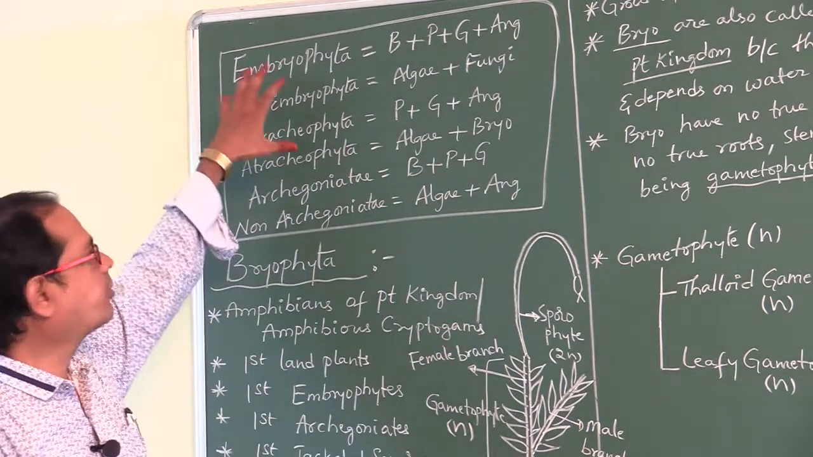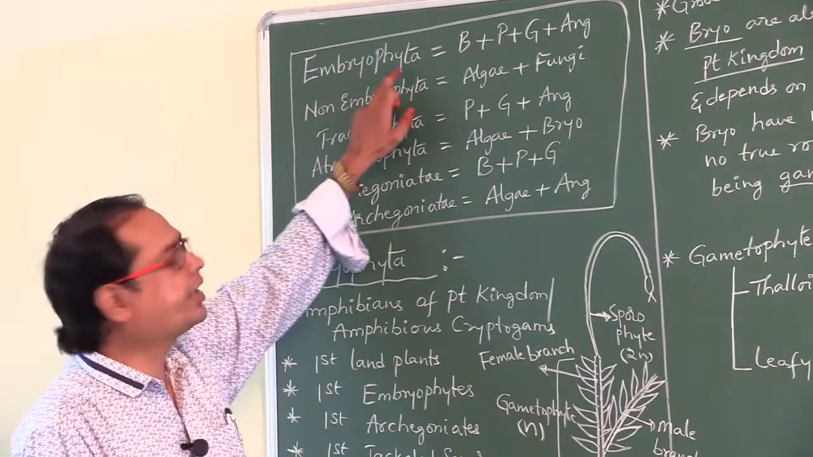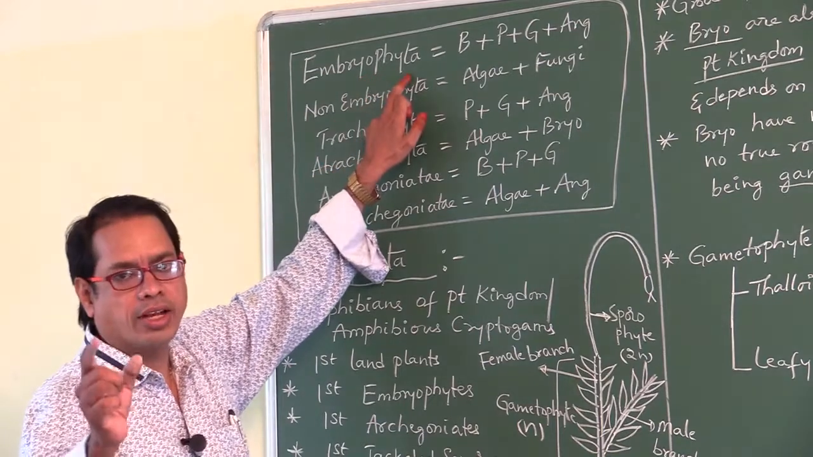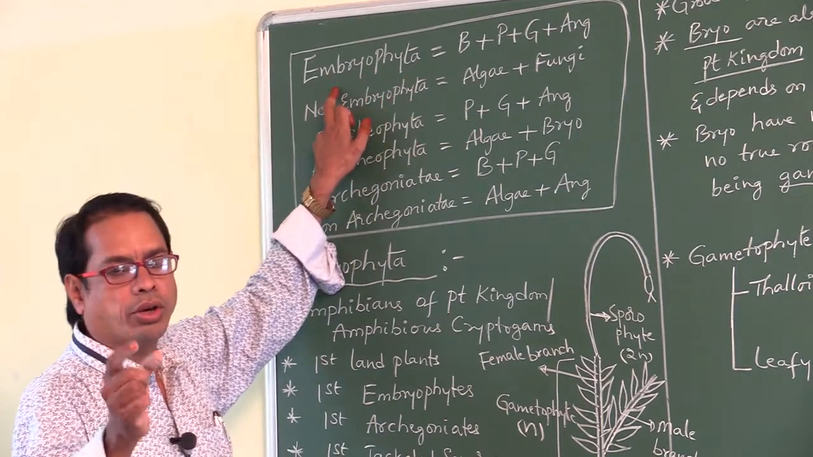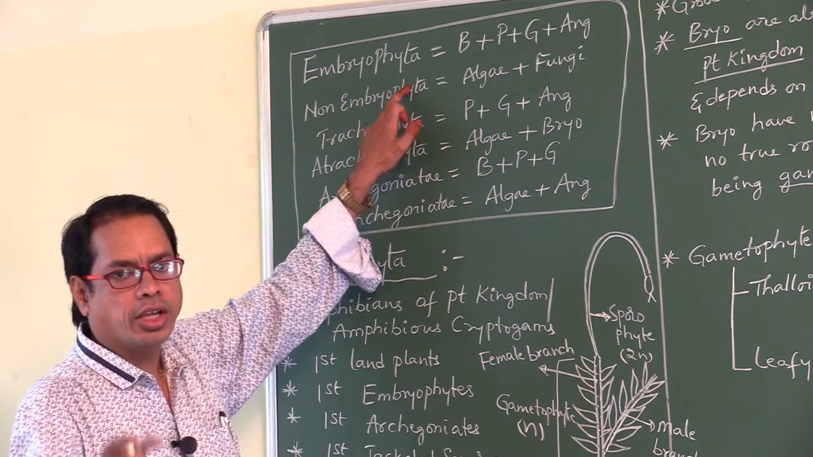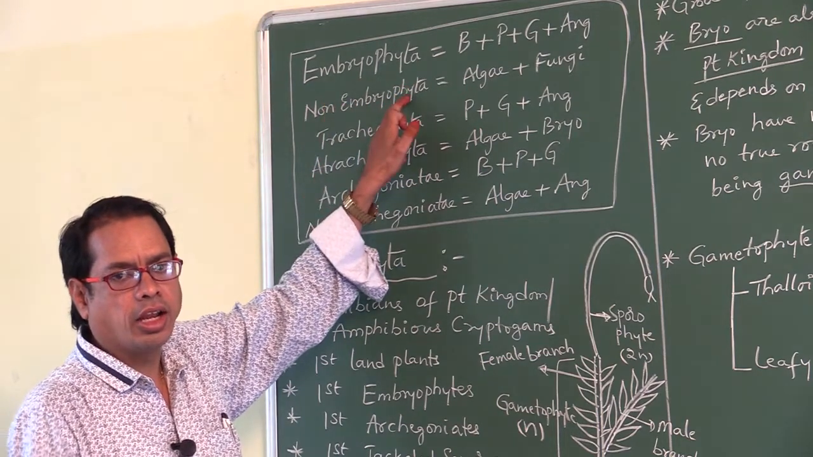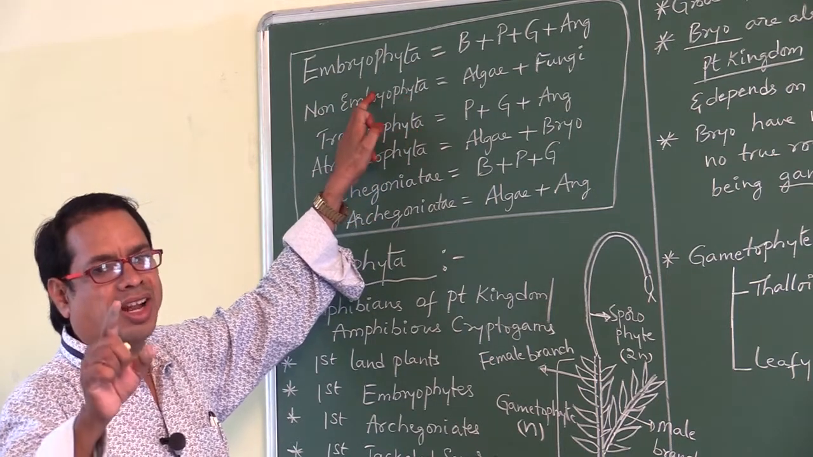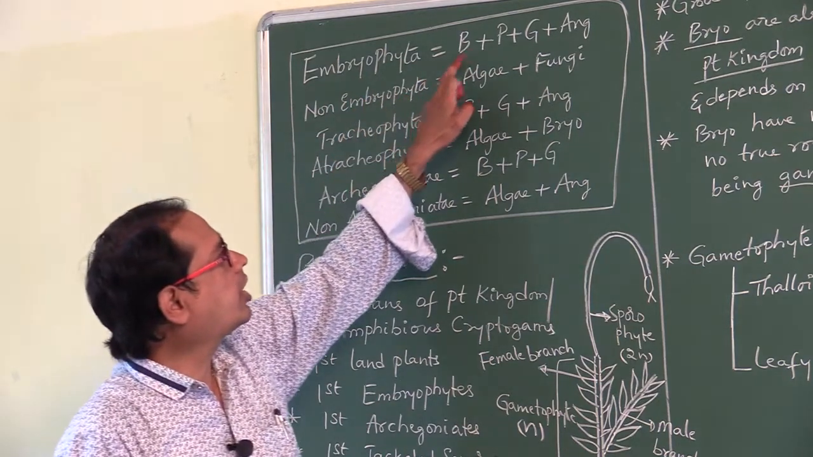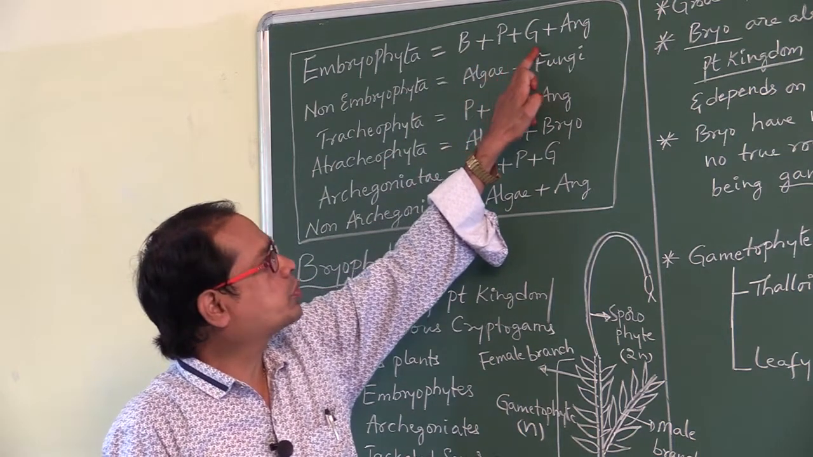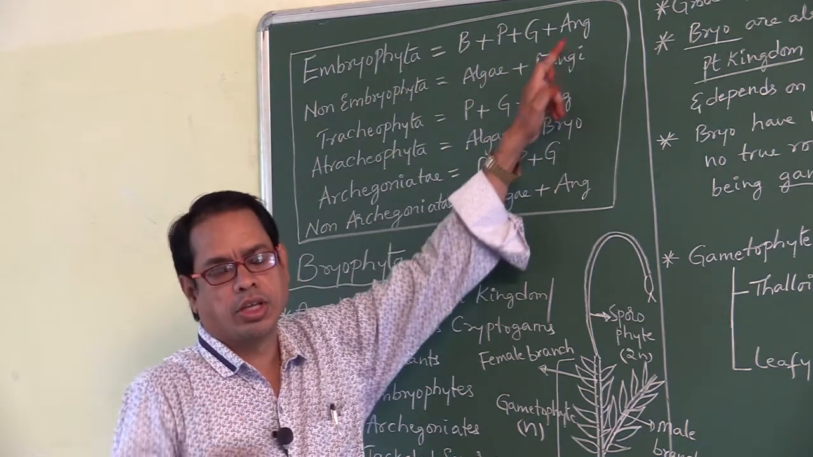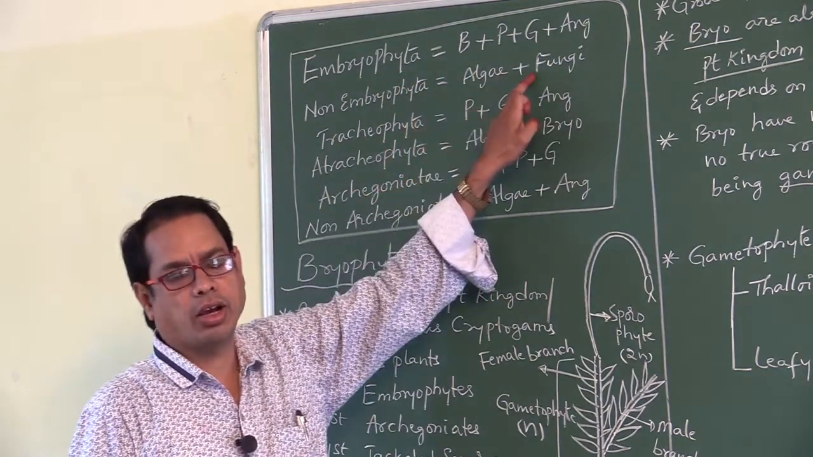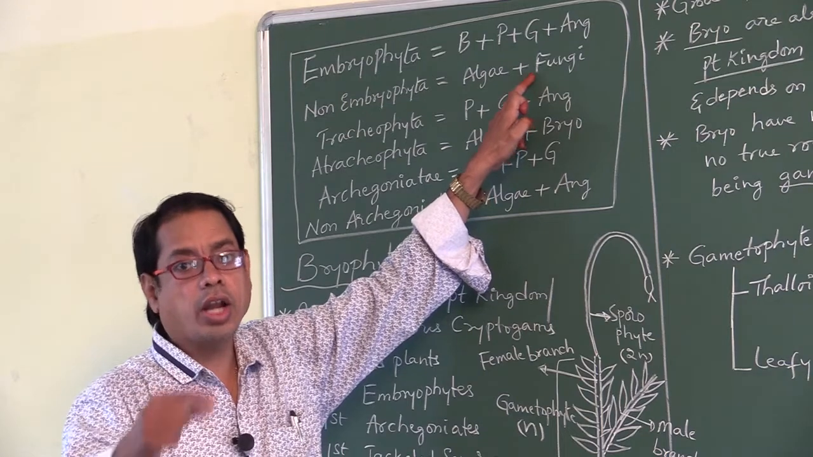Okay? Now look here, my dear students. Embryophyta: phyta means plants, embryo means embryo. The plants that possess embryo in their life cycle are called embryophytes or embryophyta. What are the examples? Bryophyta, pteridophyta, gymnosperms, angiosperms. Next, what are non-embryophytes? Algae and fungi are non-embryophytes.